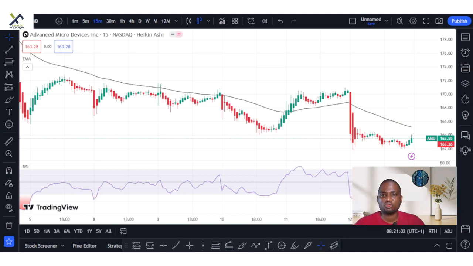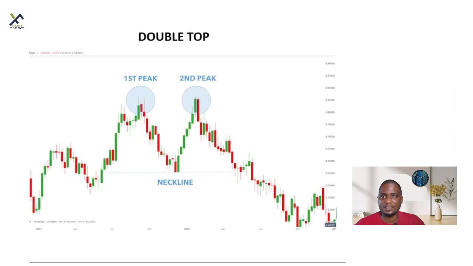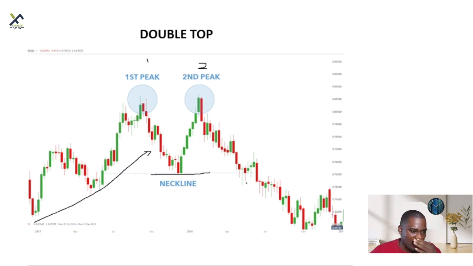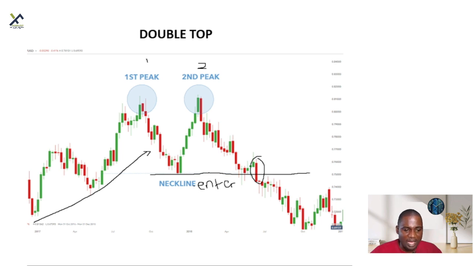Now the first market structure that we are going to be looking at is the double top. The double top is a trend reversal pattern. It gives us a signal of reversal in the market. Now what do I do when I spot the double top? A lot of traders, for risk management purposes, choose to enter their trade at the neckline. Once the market hits the neckline, my entry will be activated and my profit will start running.